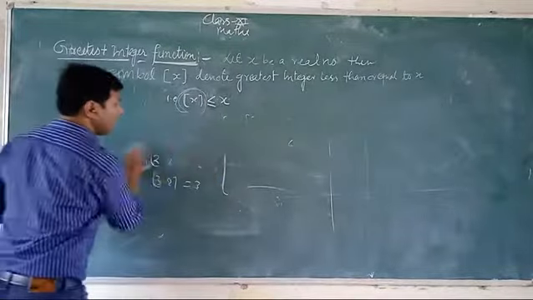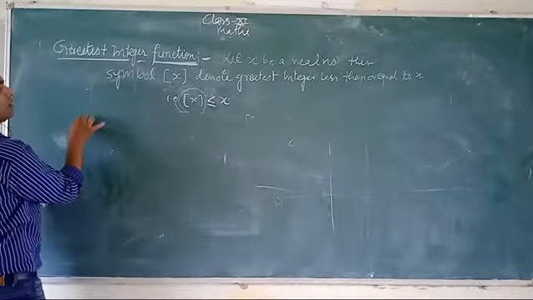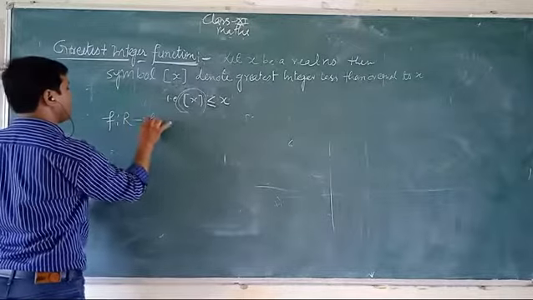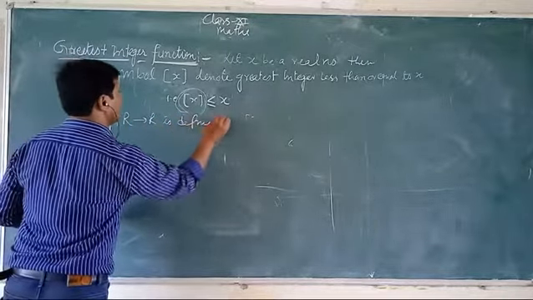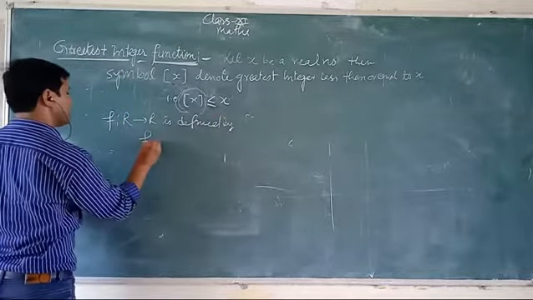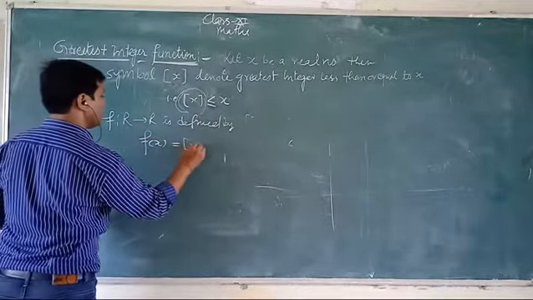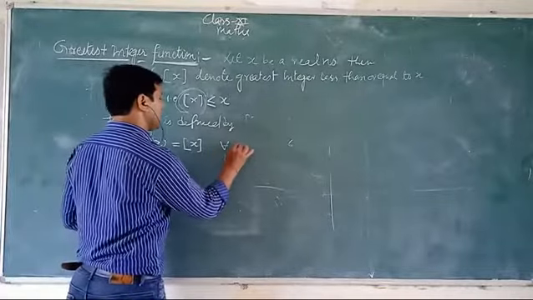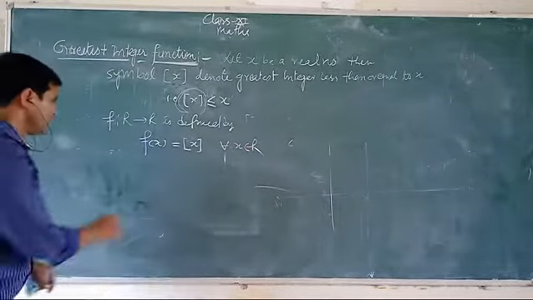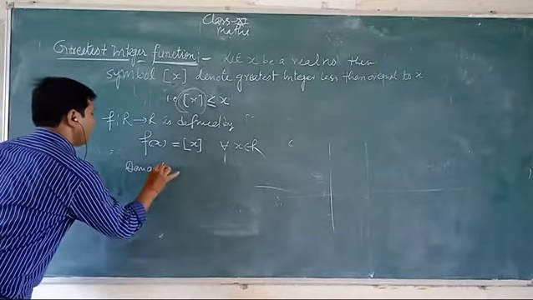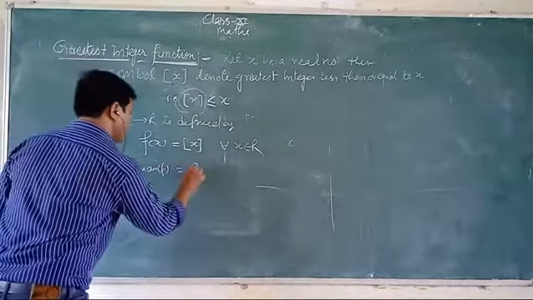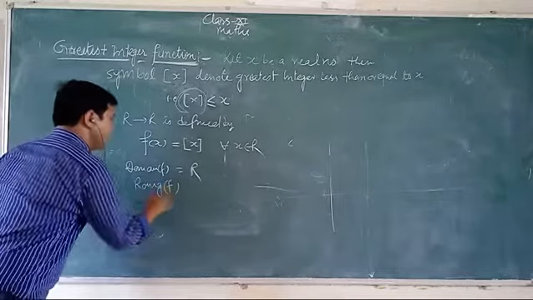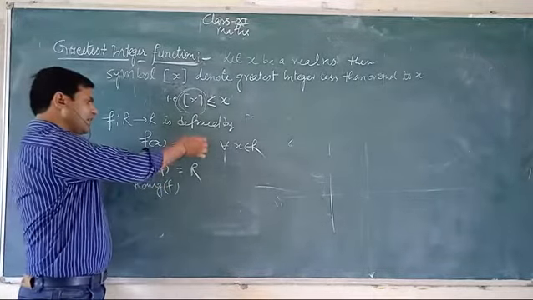Now, definition. Let us suppose that a function f from R to R is defined by f of x is equal to the square bracket of x, for all x that is an element of R. Domain of f is all the real values, and range of f means all the integral values.